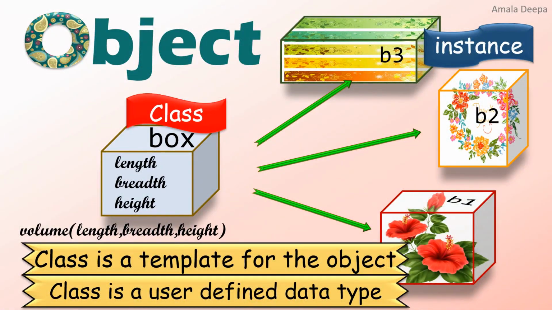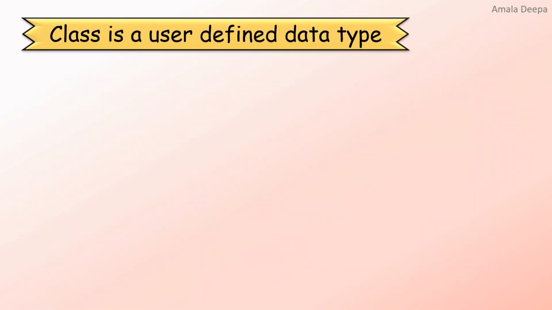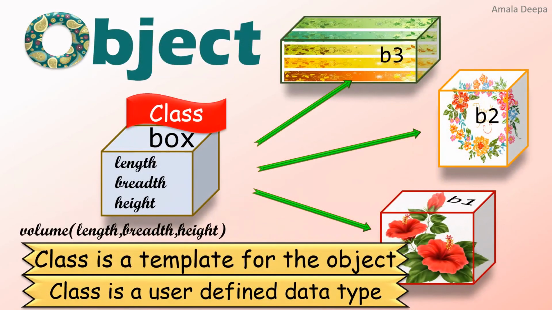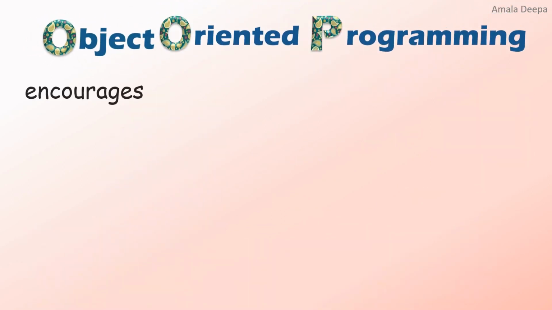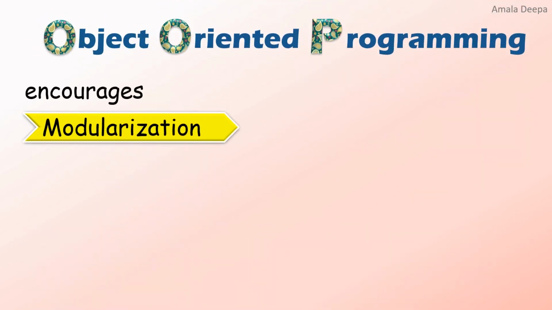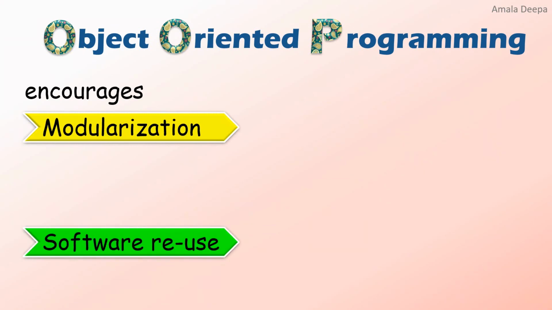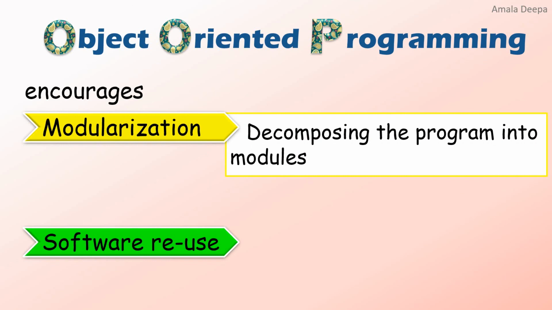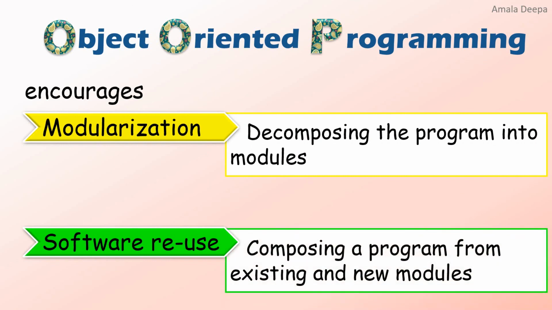Look at the classification of data types in C++. Data types are classified into user-defined type, built-in type, and derived type. And class comes under user-defined type. Therefore, class is a user-defined data type. Object-oriented programming encourages modularization and software reuse. Modularization is the process of decomposing the program into modules. Software reuse means composing a program from existing and new modules.